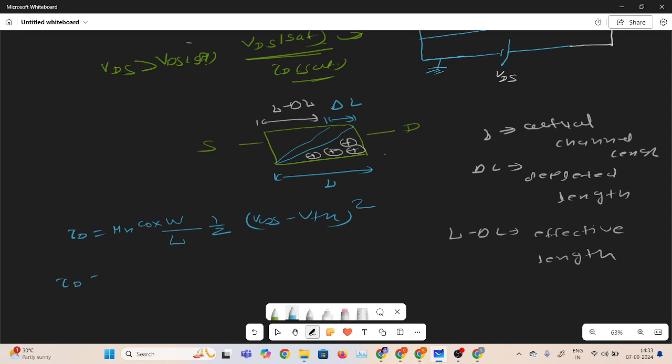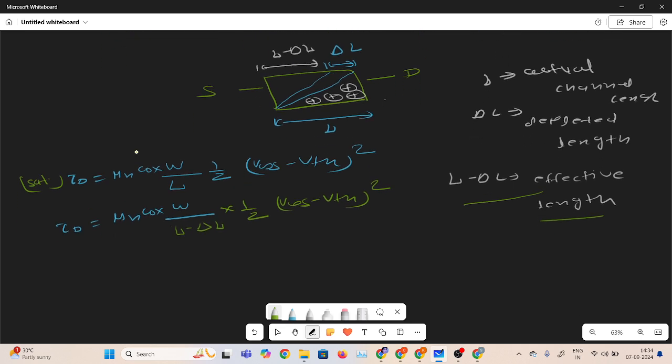But now the channel length will be replaced: L will be replaced as L minus delta L, because this is the effective length and delta L is the depleted length. This is ID set, the saturation region current. Due to channel length modulation, ID equals mu n Cox W by L minus delta L, into 1 by 2, into VGS minus VTH whole squared. I hope you understand now.